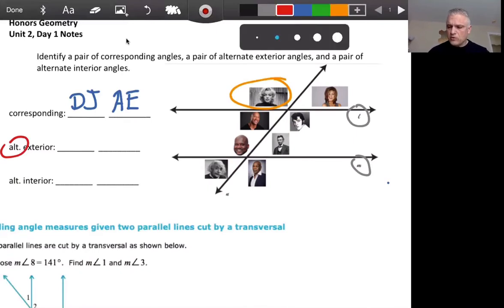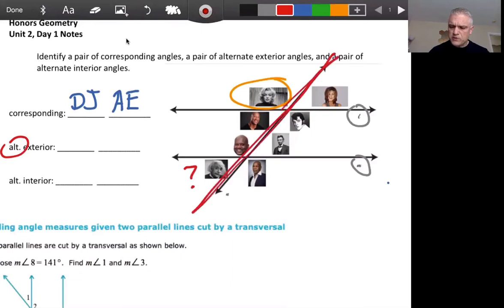Exterior. So alternate exterior. Is it Jennifer Aniston? They're a linear pair. That's not alternate exterior. Is it Albert Einstein? Well, if you look at the transversal, he and Marilyn are on the same side. They're same side exterior, also known as consecutive exterior. So no, unfortunately, Albert is not alternate exterior.